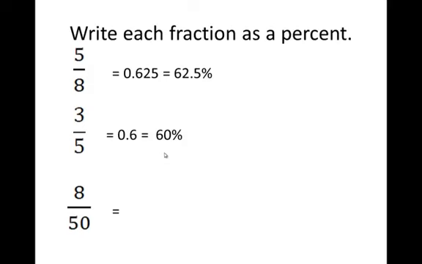8 over 50 might be easier for you to do because 50 goes into 100 so easily. So 50 times 2 is 100, so 8 times 2 is 16. You can either do it by dividing and moving it over, or if it goes nice and neat into 100, it might be easier for you to do it that way.